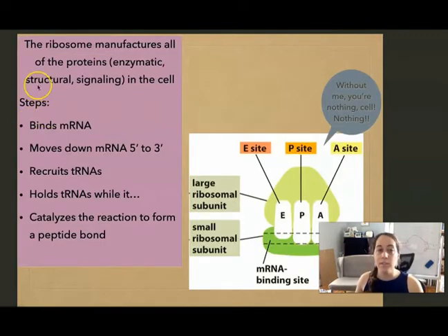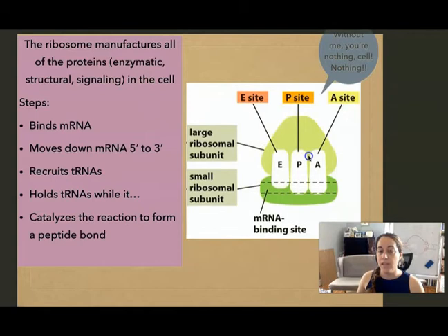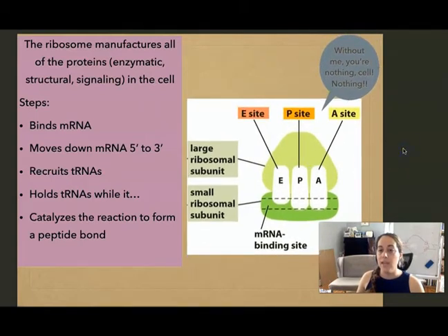So we'll talk about how this works, how the whole system recognizes the correct tRNA as it reads the mRNA and adds an amino acid. A couple things we want to note beforehand. The ribosome moves down the mRNA 5' to 3'. So that is the opposite direction of the reading of the polymerases that we talked about so far. So keep that in mind.